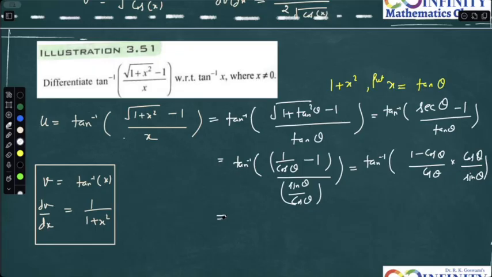How did you get that? Sorry, what did you get? Okay, so I have not done anything special. Secant theta is 1 over cos theta. Right. Can you please check? And tan theta is sine theta over cos theta.